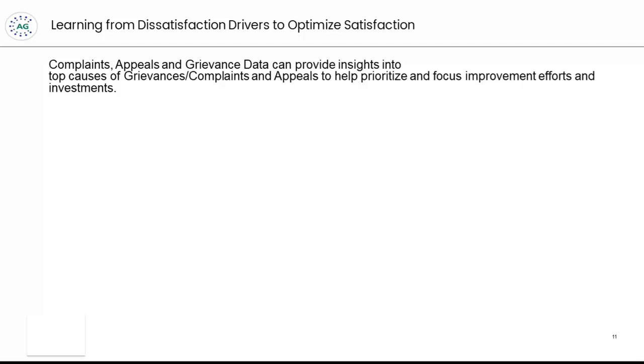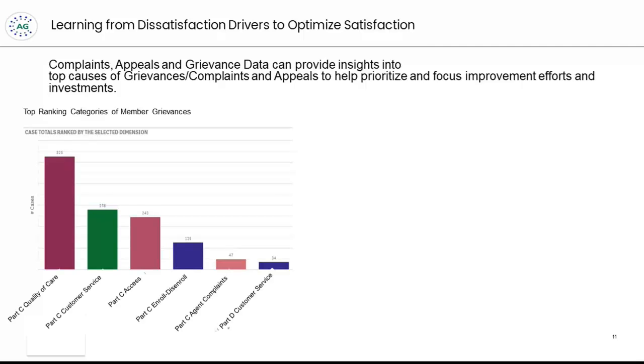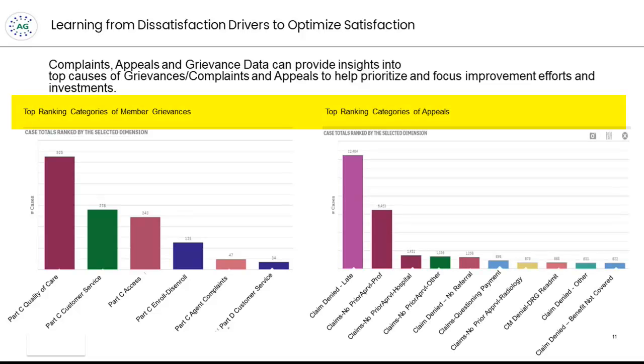I think we're going to turn our conversation a little bit to, now that we have some of that background, how can you use complaints, appeals, and grievance data to better understand dissatisfaction drivers and then improve member experience, and therefore in turn help improve your star ratings? From your complaints, appeals, and grievance data, you should be able to look at the top drivers, or the top ranking contributing factors, to dissatisfaction.